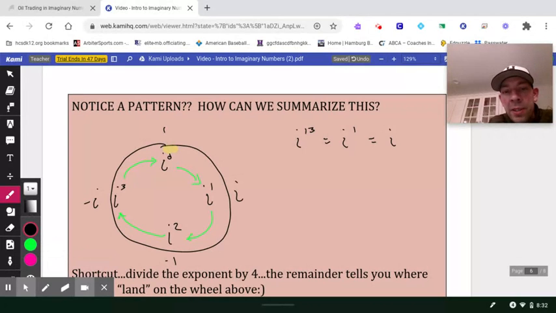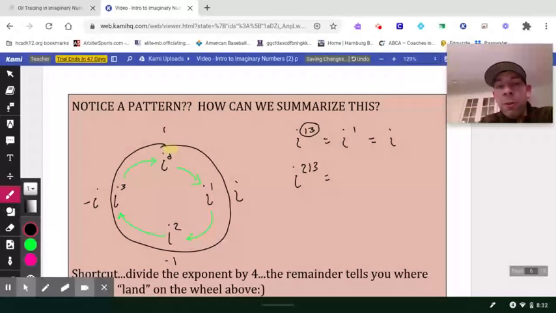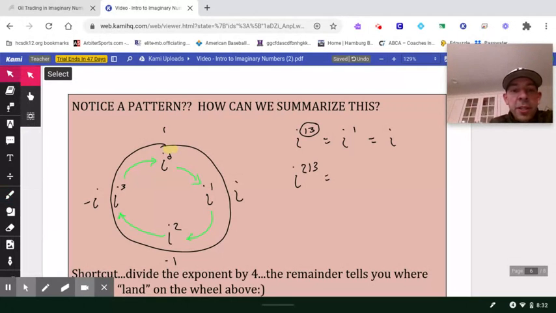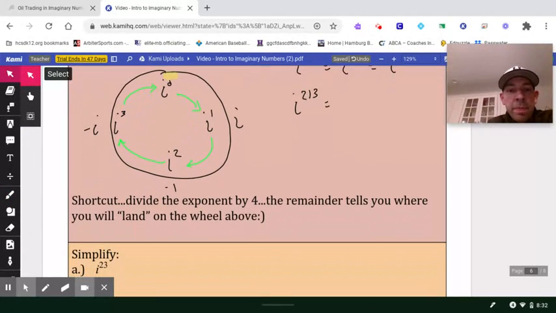Which we know is just I. Now the good news is if the number is fairly small, like 13 was, you can literally just go around that circle counting step by step. But if we had I to the 213th, we probably don't feel like sitting here and counting all the way to 213. So we do have shortcuts, okay? What you're going to do is take the exponent, divide that exponent by 4, and whatever remainder you get tells you where you would, quote, land on the wheel.